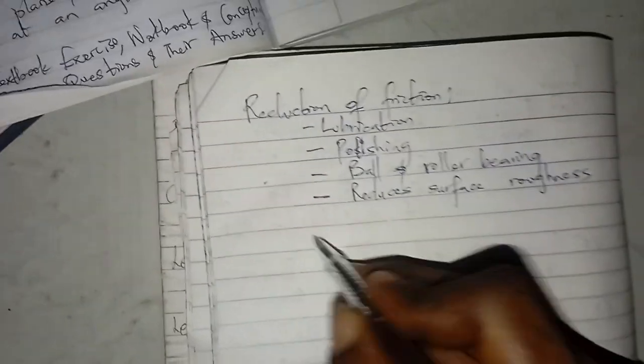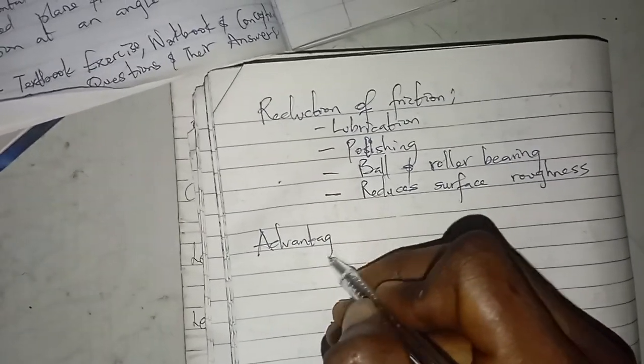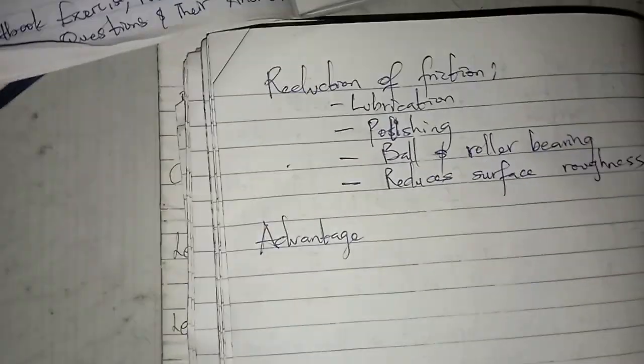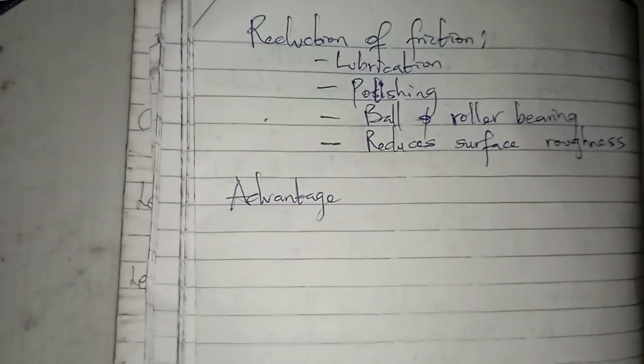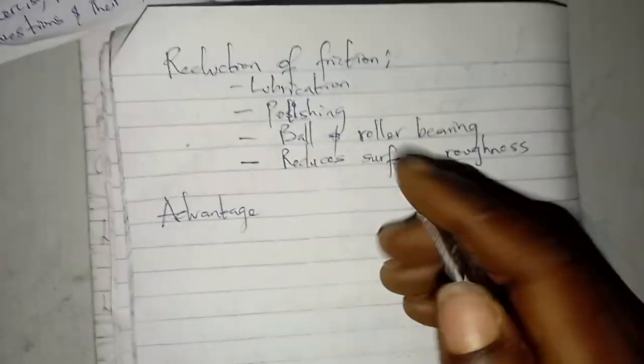So that is it. So advantages of friction. It has advantages and it has disadvantages. So the disadvantage is the noise you hear. Maybe two things hit, or maybe you see on the road when something applies brake, you now hear a screech, noise pollution.